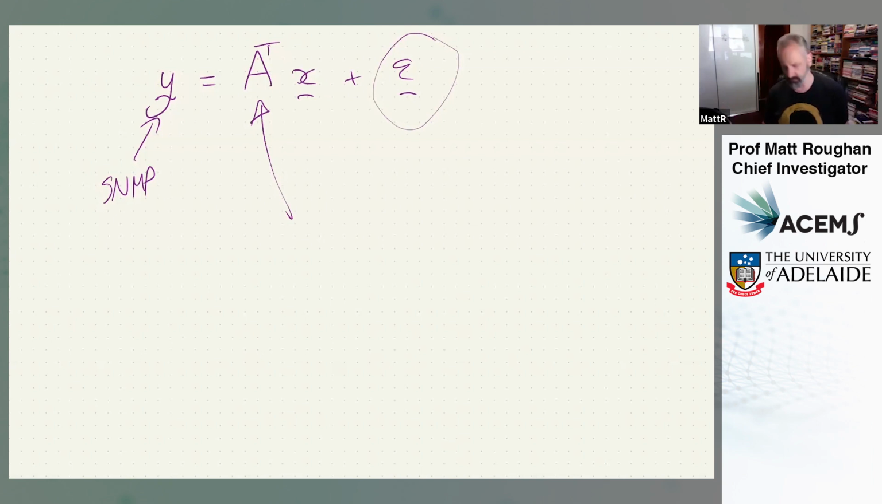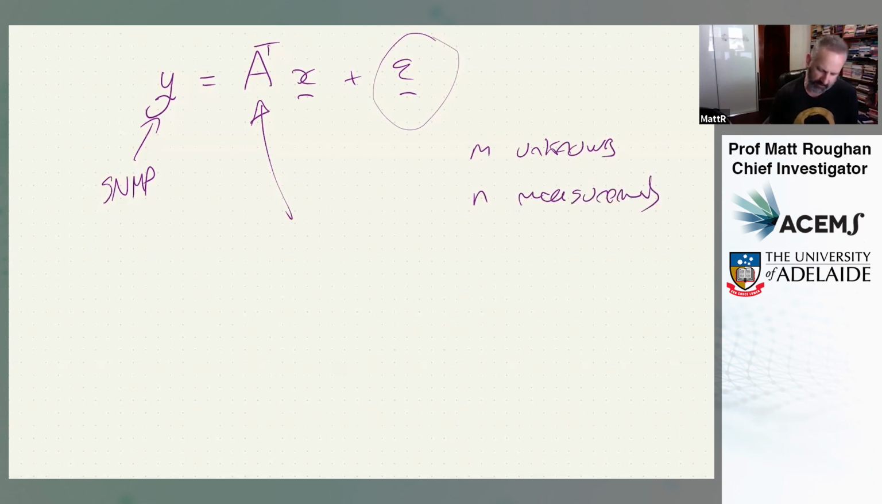And it's horrible. This problem, if you think about it, we've got some number of unknowns, and we've got some number of measurements. This number of unknowns is usually way bigger than the number of measurements. This matrix is very not square, so we would call that an under-constrained problem.